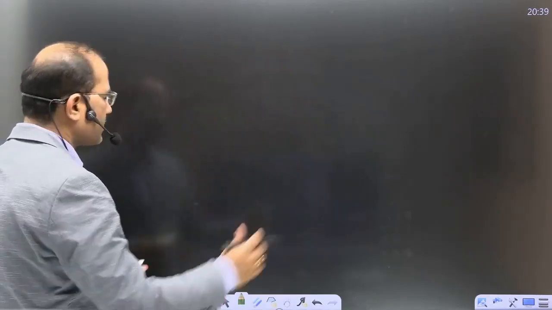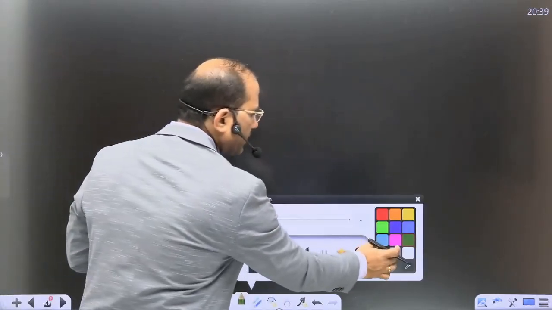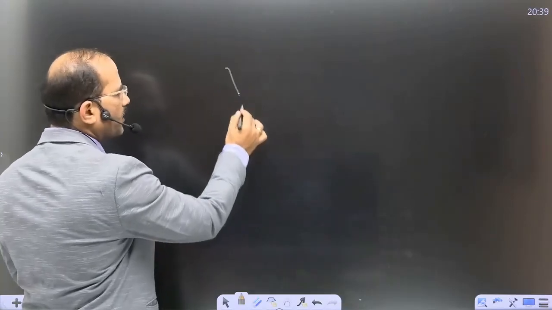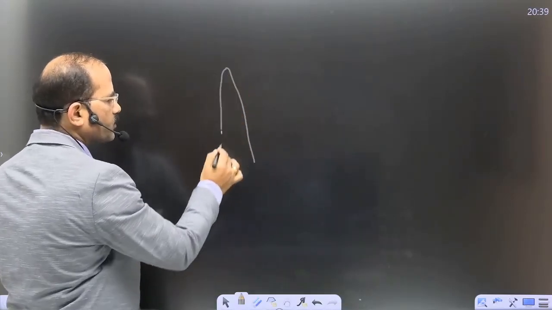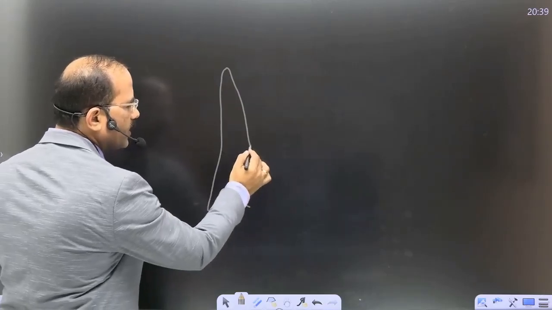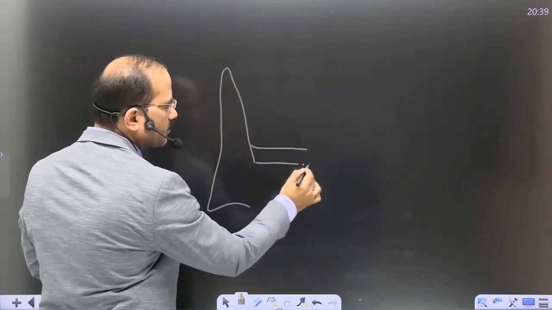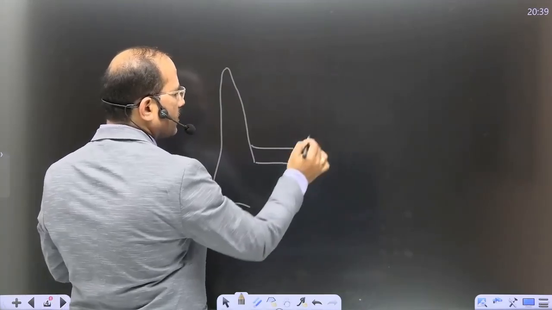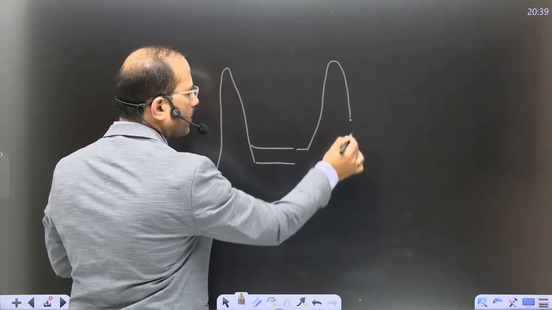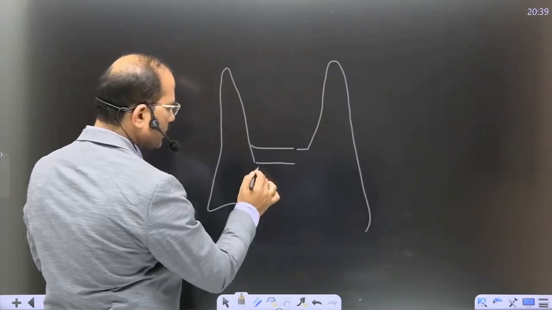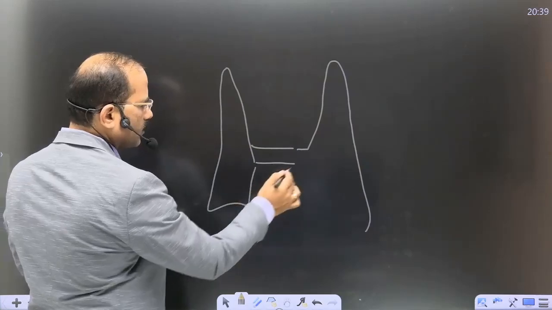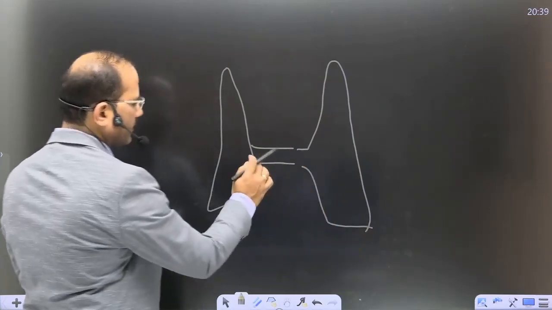Let me just make the slide of the thyroid gland for you. So that's the apex, that's the anterior border, that's the posterior border, that's the base of the gland. And what's this going to be? That's the isthmus of the gland. Okay, I'll just make it like this for you. Something like this. Fine.